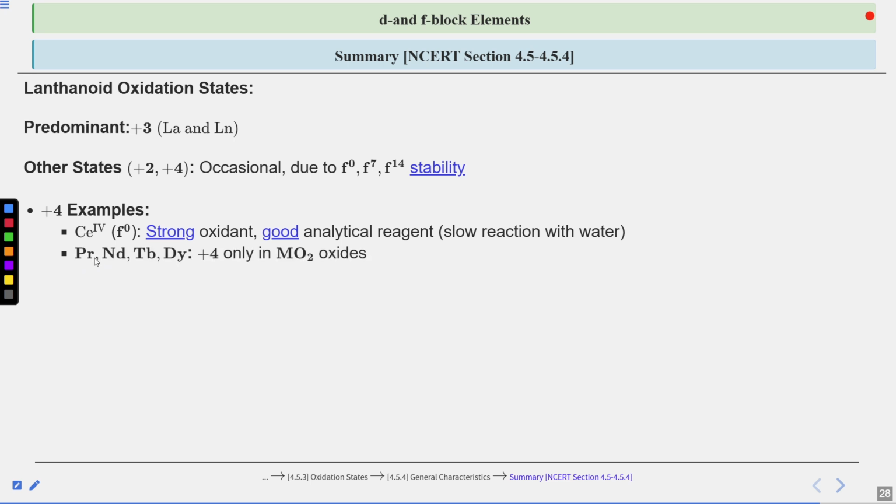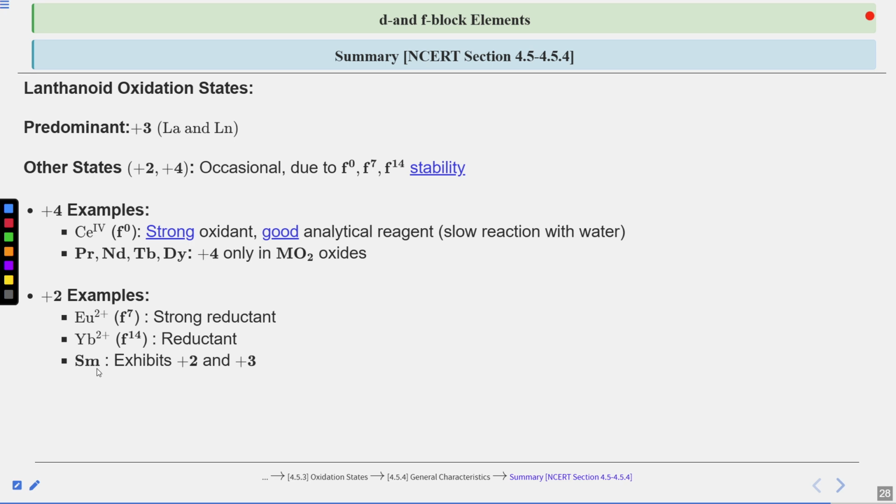Others are Pr, that means praseodymium, Nd means neodymium, Tb means terbium, and Dy means dysprosium. They also show +4 only in the oxides of MO2 type. The +2 example, where a lanthanoid exists in a stable +2 state, is europium 2+ having f7 half-filled configuration. It is a strong reductant. Yb, ytterbium, having f14 configuration, is also going to be a reductant.